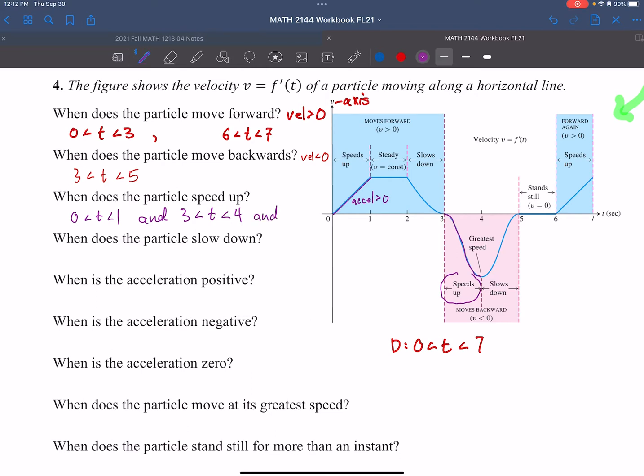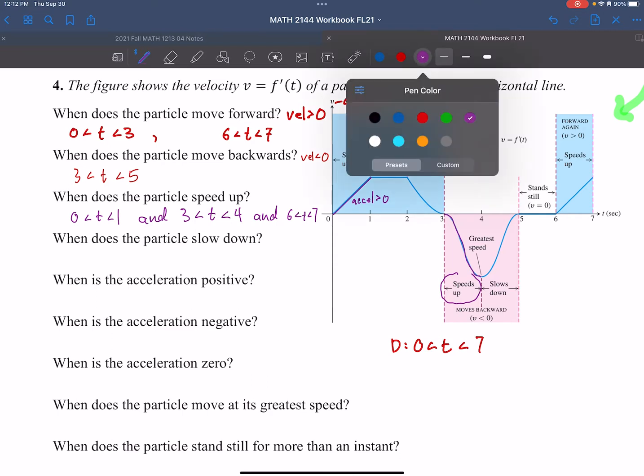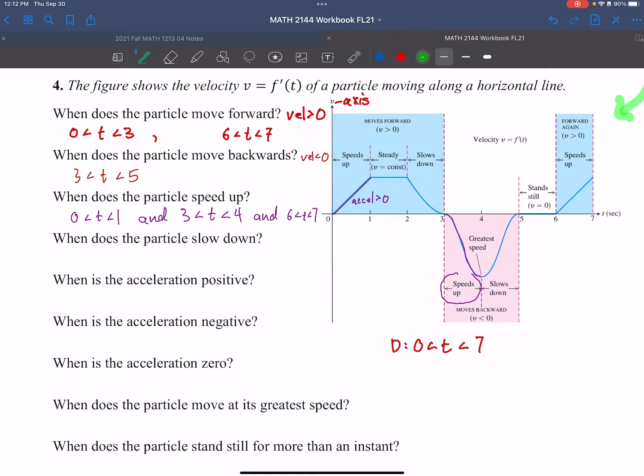Do we have another interval where the particle is speeding up? Yeah, Alfred, where is it at? You got it, exactly like that, between 6 and 7. So 6 is less than t, which is less than 7. So any questions on the speeding up? Okay, so then we consider the interval where it is slowing down.